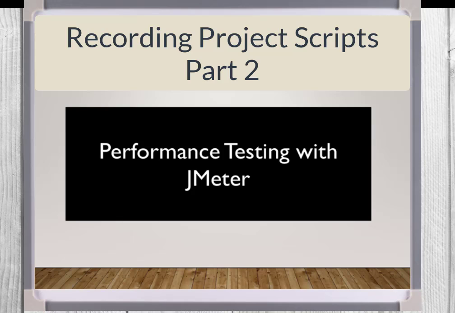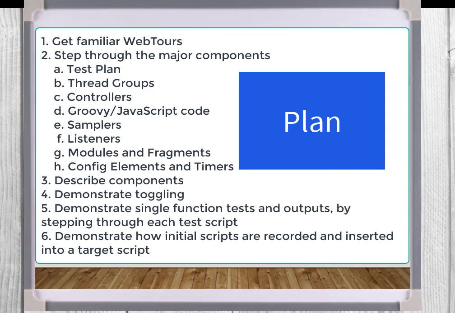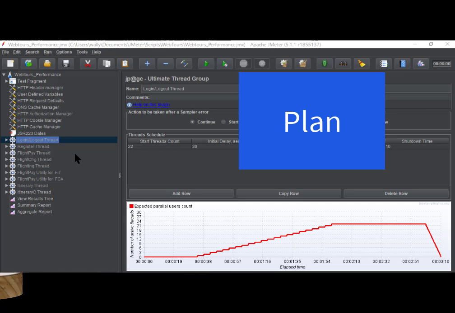Here is the lecture and lab plan for the WebTours Performance Test Project using JMeter. Items 5 and 6 remain. I want to demo the individual scripts in more detail and discuss the process of recording and merging again to be sure I don't lose you as we proceed with this test project in the remaining course sessions.